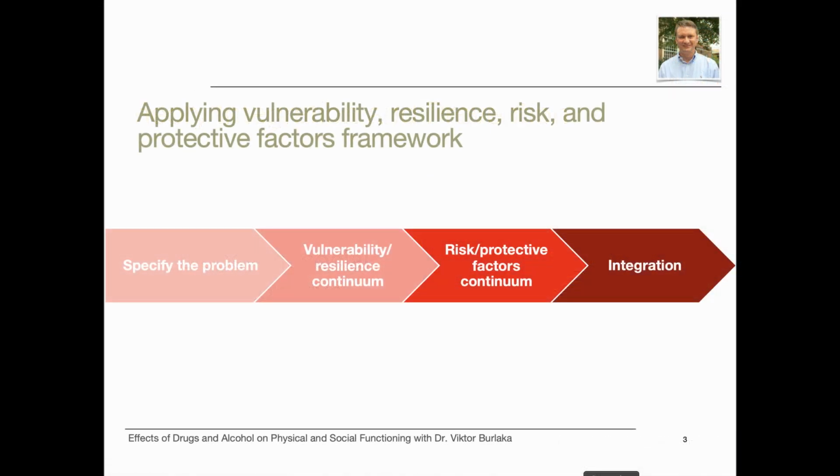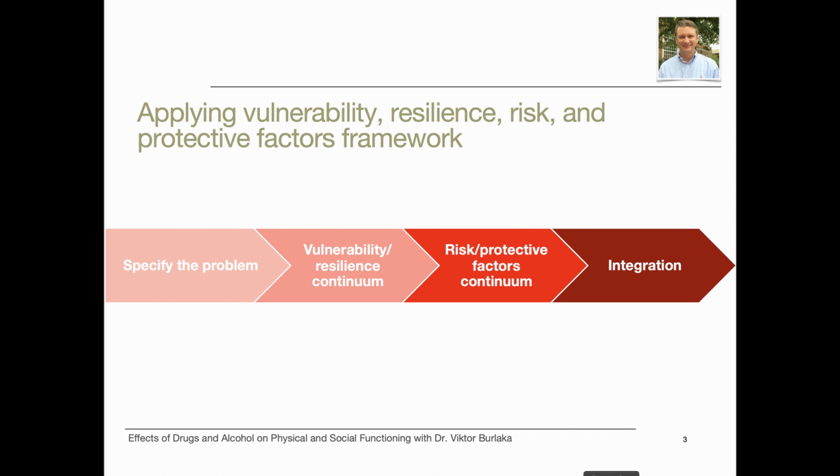When applying the vulnerability, resilience, risk, and protective factors framework, the first step is to specify the problem. Specificity might include specifics of an addictive behavior. For instance, is it about a specific substance, type of technology, or form of gambling? Also, think about target population, their age or developmental phase, racial or ethnic group, self-defined gender identity, sexual orientation, co-occurring problems, or problem severity level.